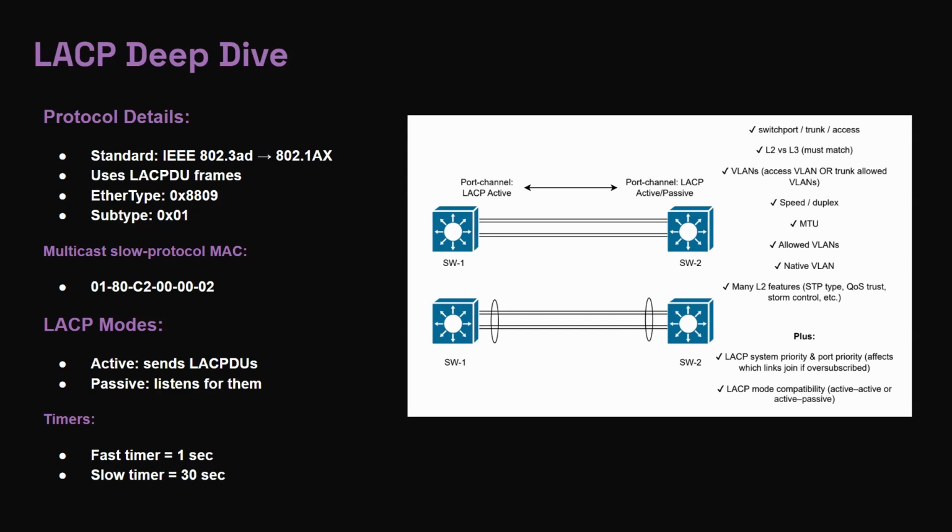The LACP modes, again, the most important part from the slide is active and passive. In PAGP, in desirable mode, the switch will send the traffic, and if it's auto, the switch will listen. Same in LACP. In active, the switch will send the LACPDU frames, and in passive, it will just listen for those LACPDUs, so the neighbor or the peer will be sending them. The fast timer is 1 second, and the slow timer is 30 seconds.